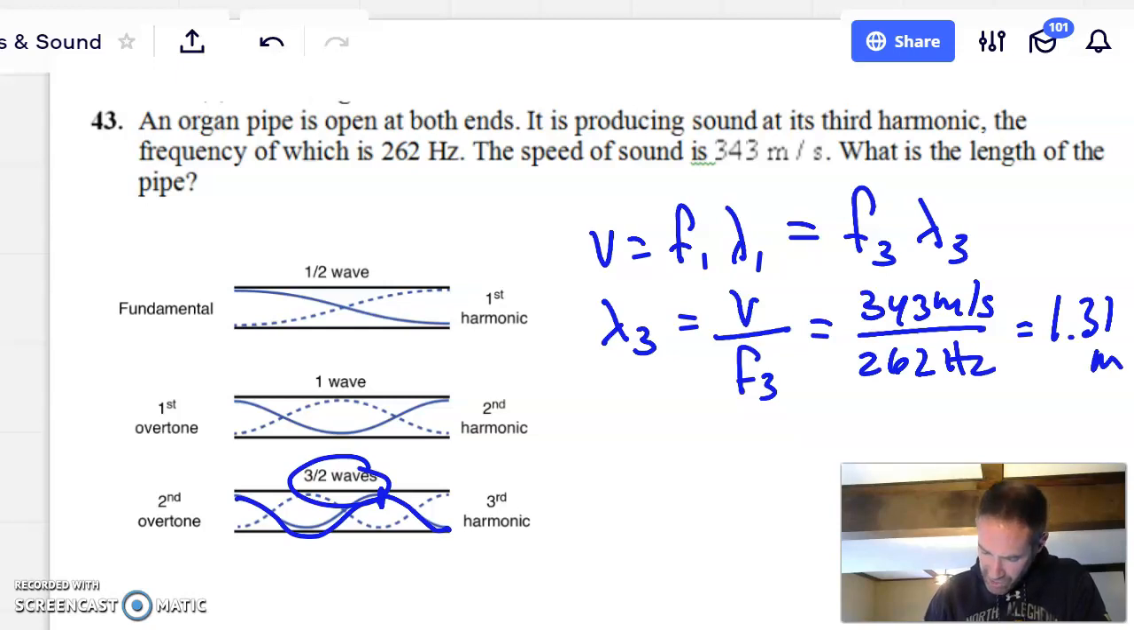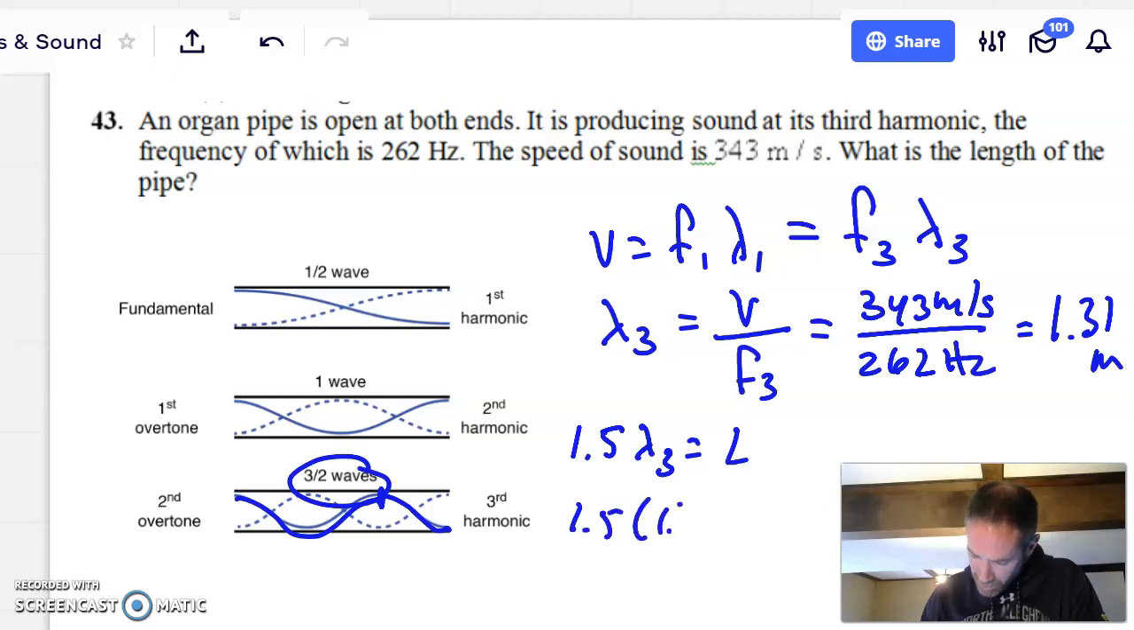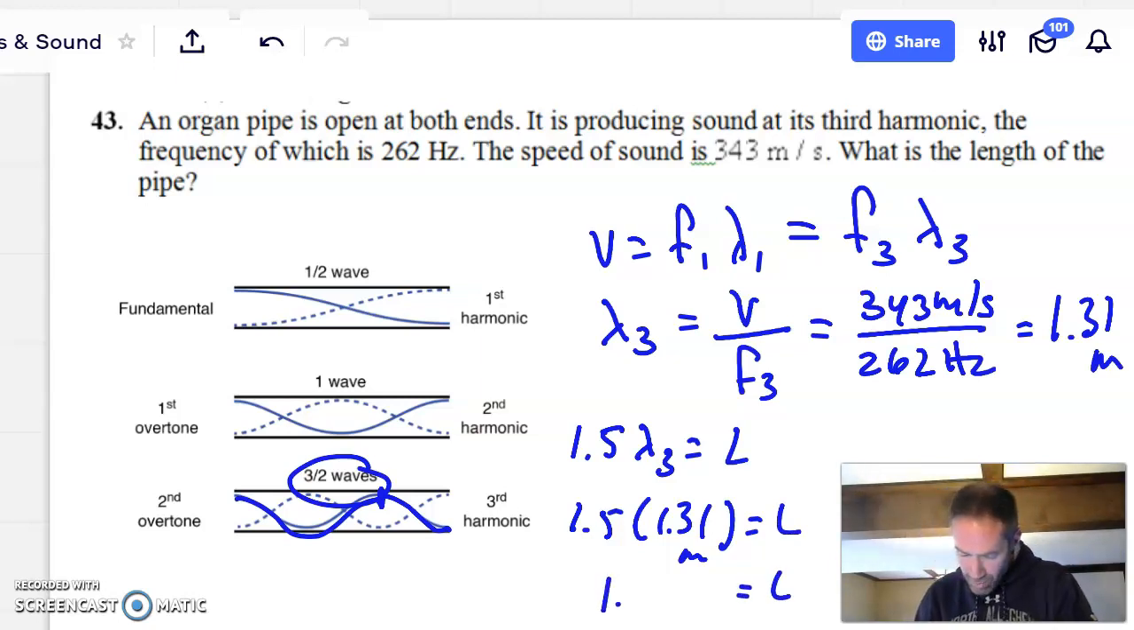Now you see something here. From the picture, you can see that 1.5 of the third wavelengths is how long the tube is, and so I can take that 1.5 times my 1.31 meters to get the tube's length, and that tube then will be 1.96 meters.